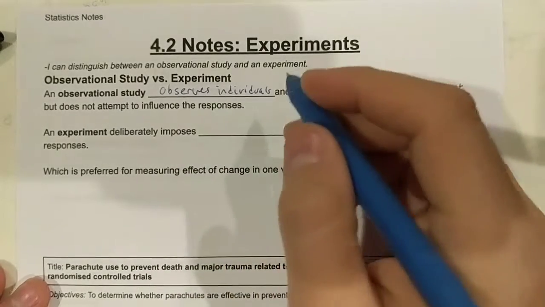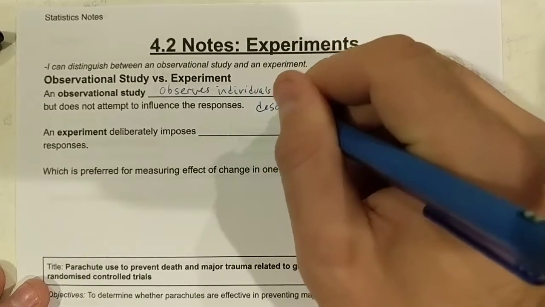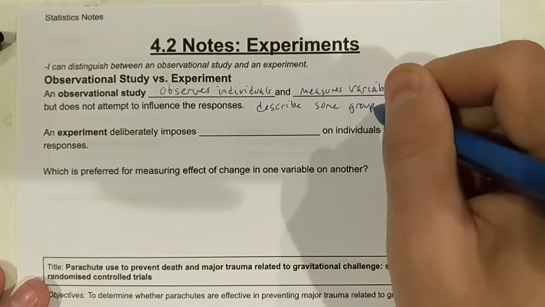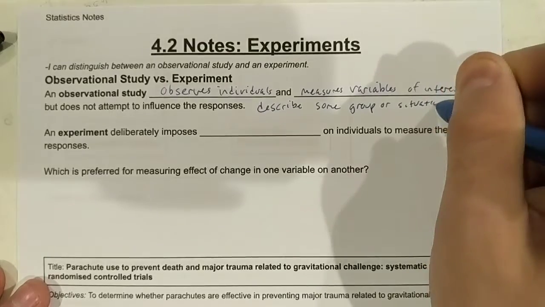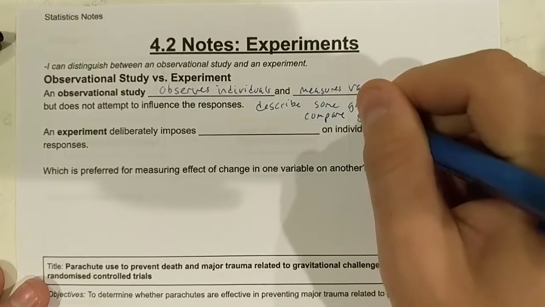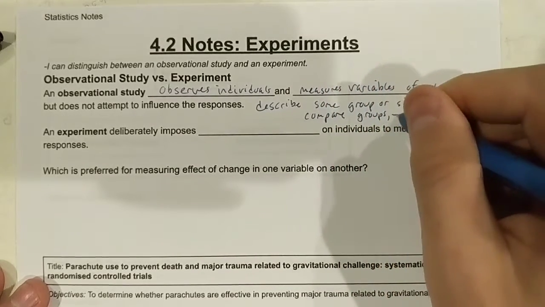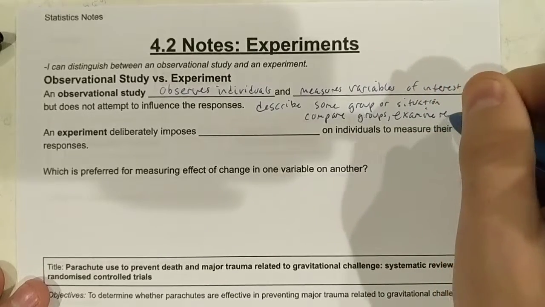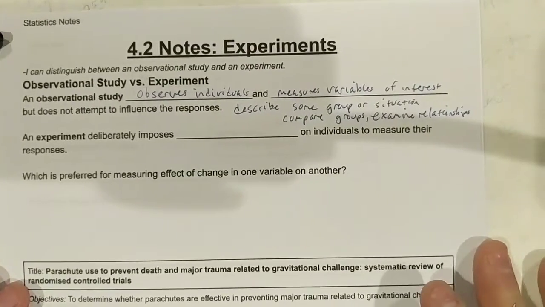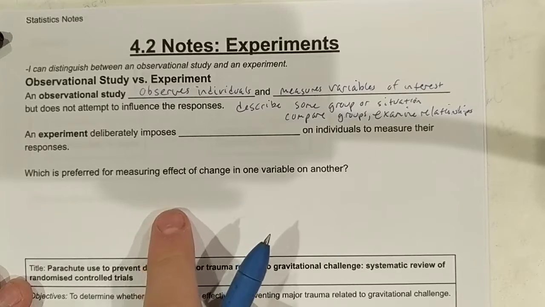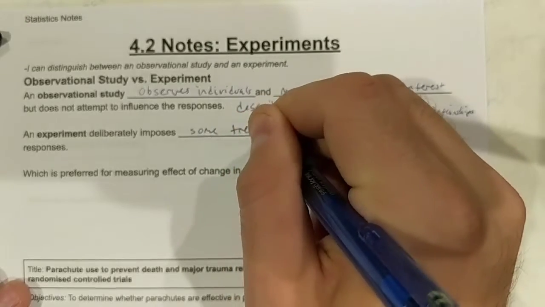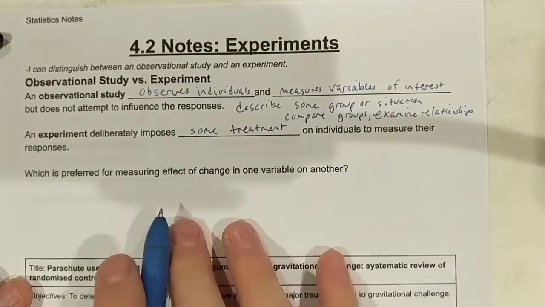But an observational study does this and tries to describe some group or situation. It may want to compare groups or try and examine relationships. An experiment, though, on the other hand, deliberately imposes some treatment on individuals to measure their responses.